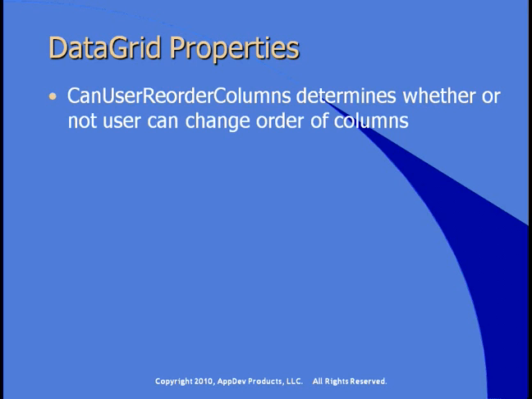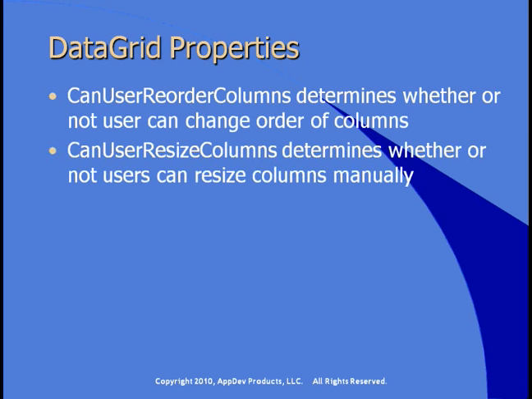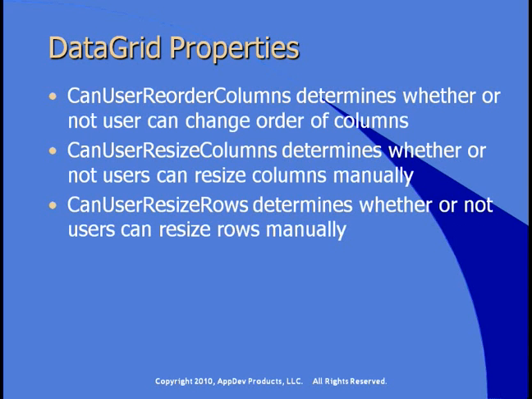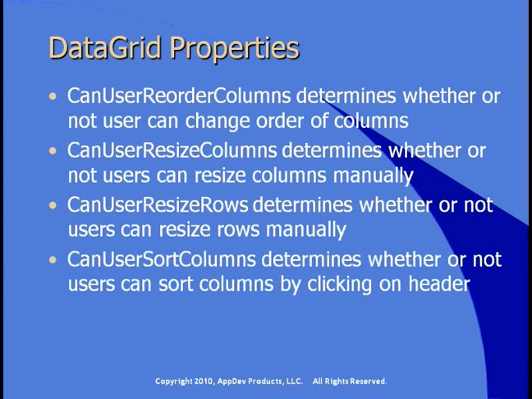You can control whether or not users can change the order of columns by setting the CanUserReorderColumns property. By default, users can resize columns. That's why the ColumnWidth property is the default column width. You can take away that capability by setting CanUserResizeColumns to false. Similarly, you can control whether or not users can resize rows. And then you can control whether or not users can sort columns by clicking on the header. So let's go take a look at data grids.